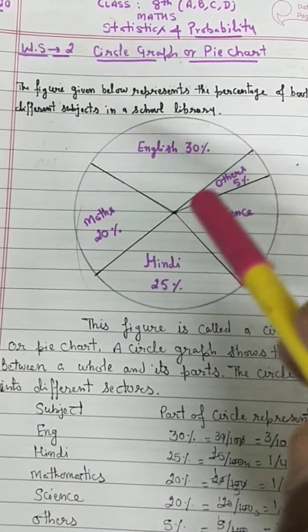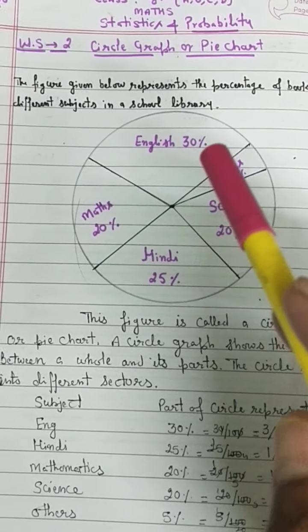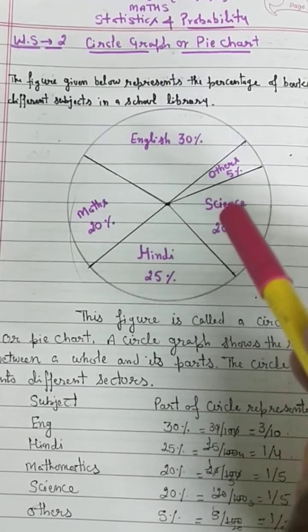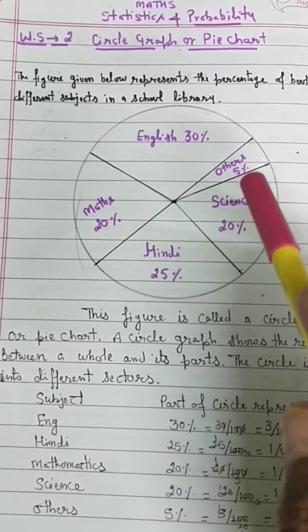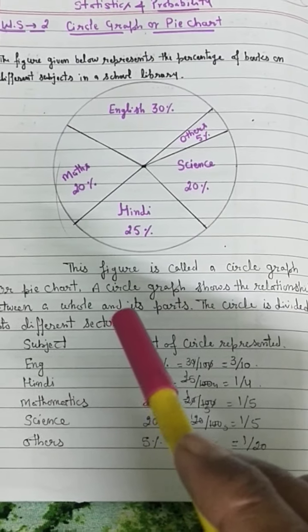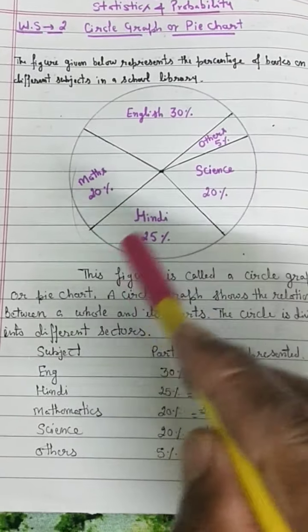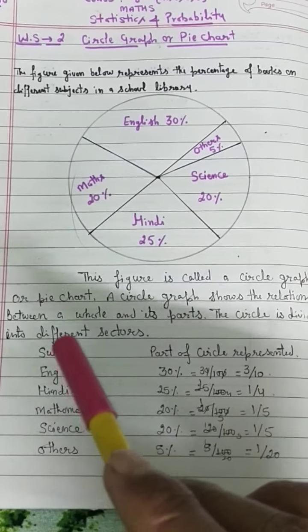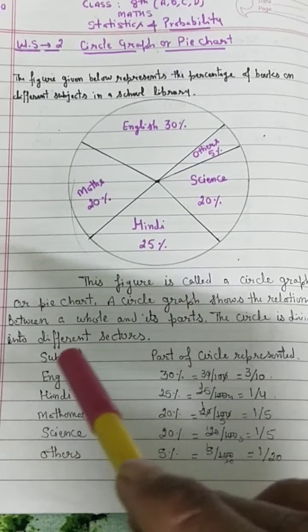And the value of all the subjects together is equal to one whole, because it is a part of a whole. Now this figure is called a circle graph or pie chart.